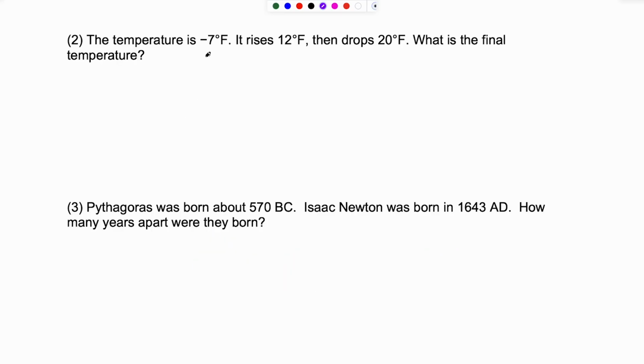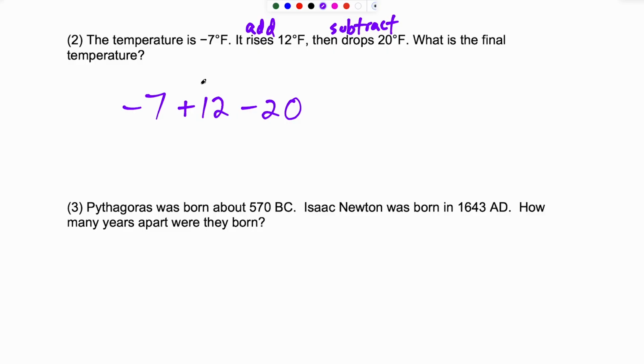Question 2, the temperature is negative 7 degrees Fahrenheit. It rises 12 degrees Fahrenheit, then drops 20 degrees Fahrenheit. What is the final temperature? So for this one here, we're going to start off with negative 7 degrees Fahrenheit. So we have negative 7, and then rise tells us to add. Okay, so we're going to add 12, and then drops tells us to subtract. Okay, so there's a lot going on here, but we're starting at negative 7. We're going up 12 and then down 20. And we want to know what is the final temperature.